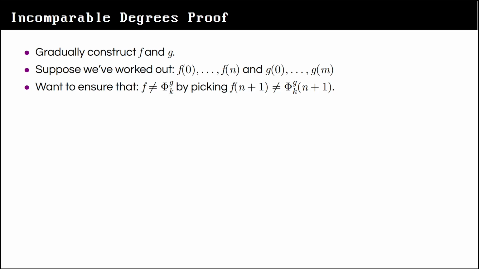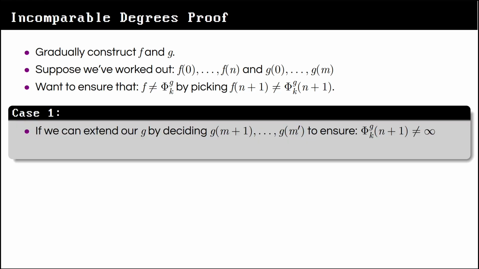But unlike in the case where we were constructing our non-computable d, right now we might not have worked out enough values of g to figure out what phi sub k with oracle g of n plus 1 is. It might be the case that this program, the kth program, asks what g of m plus 2 is, for instance. Or worse, maybe it asks for a bunch of g values that we haven't worked out yet, and which g values it asks for depends on some of those g values that we haven't worked out yet. So we're going to have to work out some new values of g in addition to new values of f.